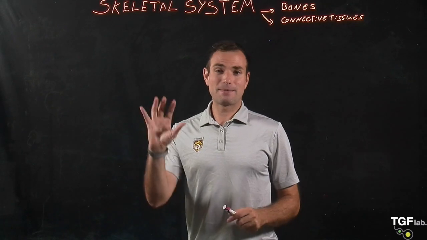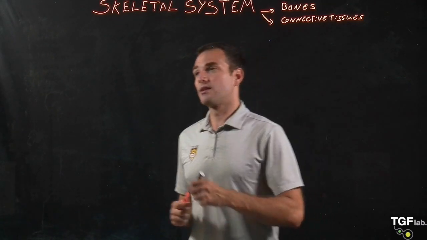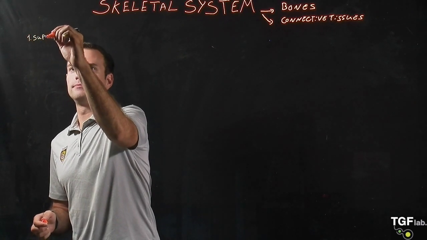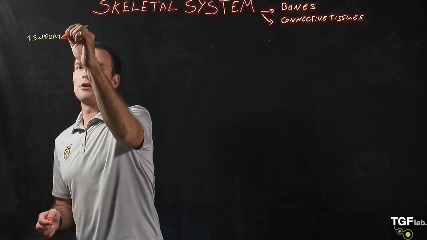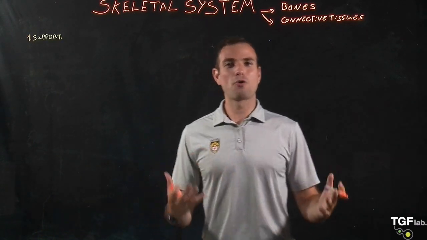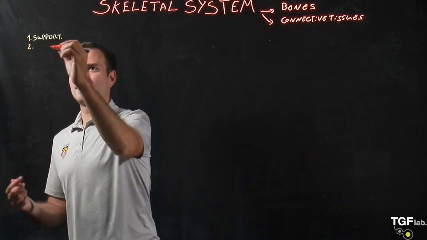So the skeletal system is an important system because it has 5 well-defined different functions. The first function is going to be the support. It supports our body and our body weight, so we can stand, we can walk, we can do exercises. The second function is the storage.